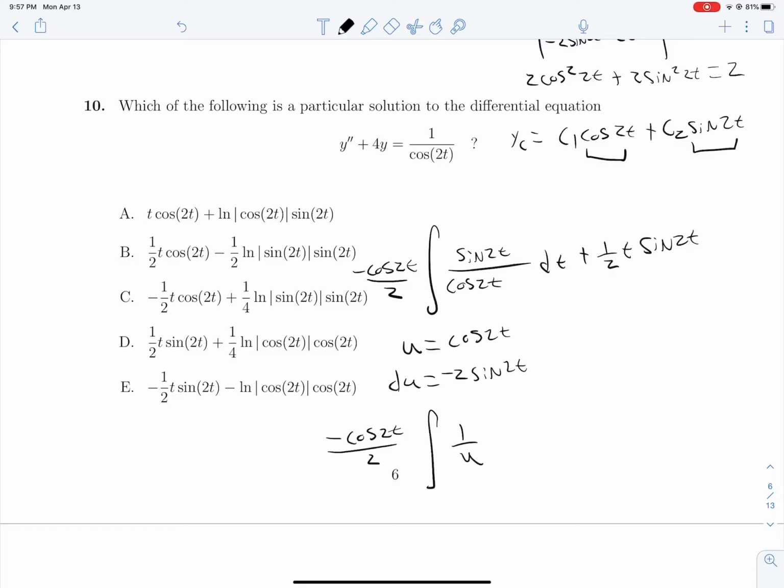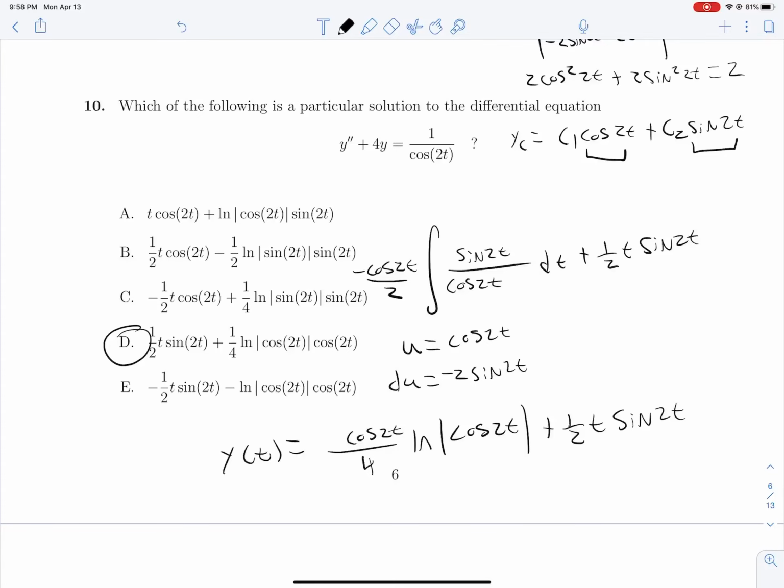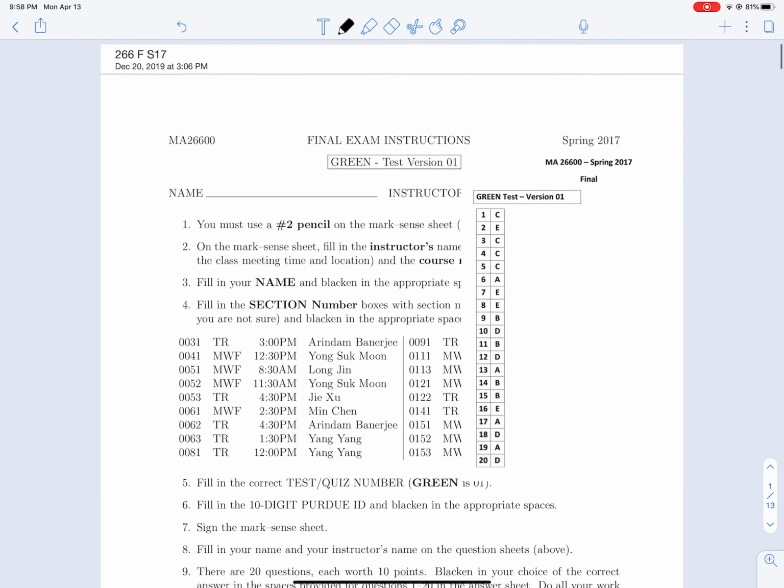But in addition, we'll still have this negative 2 left over in our denominator times 1 over negative 2. I'll pull this out. We'll have 1 over 4 over here, and this 1 over u du will become the natural log of u. u is cosine 2t, so we're left with y of t as cosine 2t over 4 times the natural log of cosine 2t plus 1/2 t sine 2t, and that is D, I'm pretty sure. 10 is D.